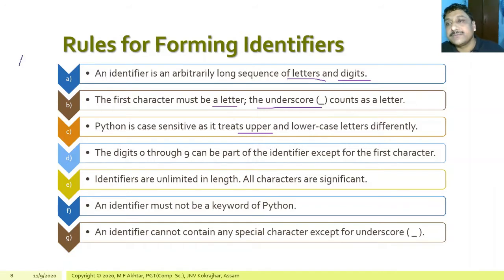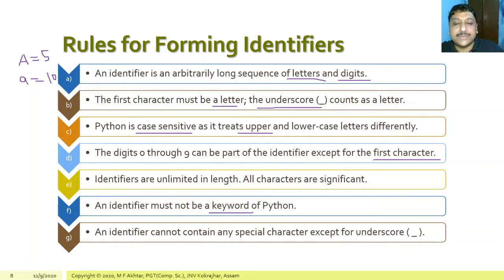Suppose somewhere we have given A equals 5, and again we give small a equals 10. Then these are two different identifiers. Capital A has 5 and small a has 10. These are considered two different variables because Python is case sensitive. The digits 0 to 9 can be part of an identifier except for the first character. After the first character we can include digits also, like a1, a2. Identifiers are unlimited in length. All characters are significant. An identifier must not be a keyword of Python.